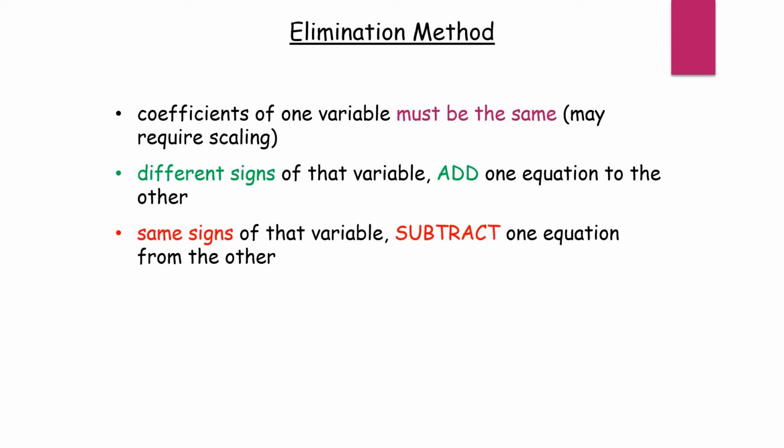If the signs of that variable are the same, then we're going to subtract one equation from the other to eliminate that variable. And once we've solved for the variable that's left, we can substitute to solve for both variables.